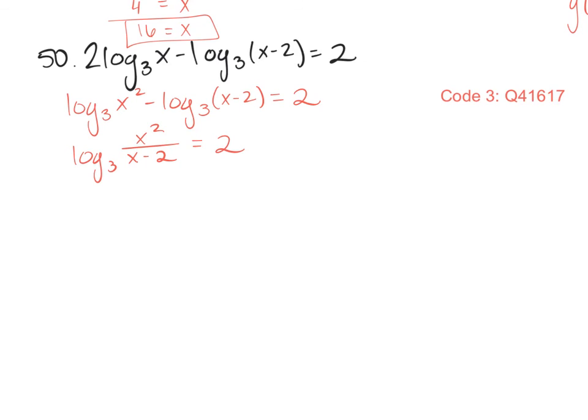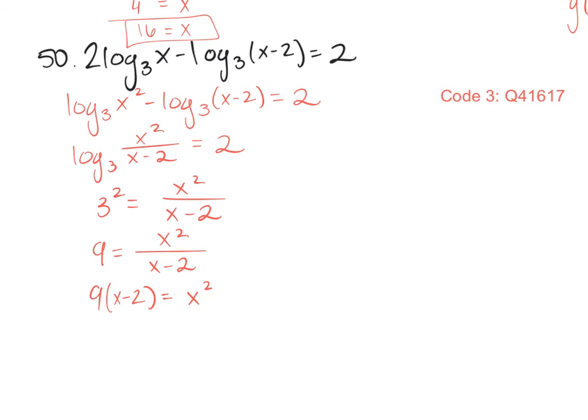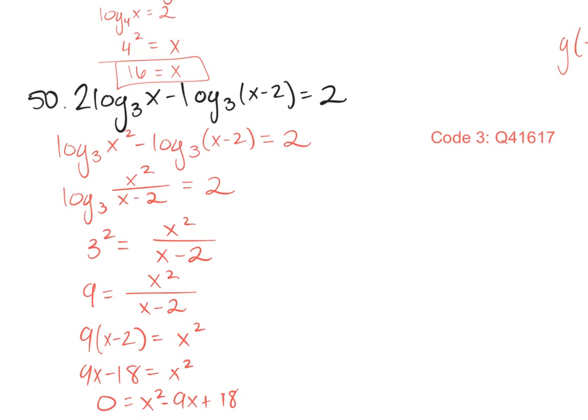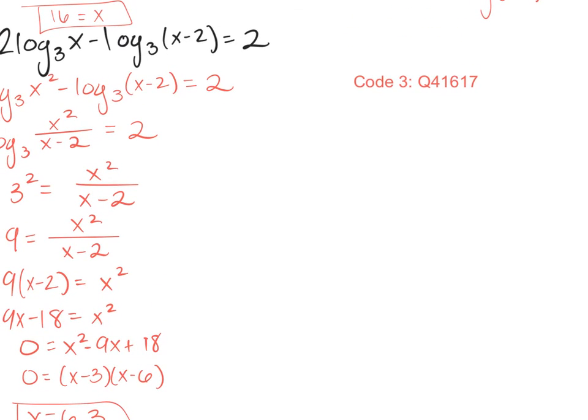And then I'm going to rewrite this into exponential form. So we've got that 9 is equal to x squared over x minus 2. Multiply both sides by x minus 2. I get 9x minus 18 is equal to x squared. 0 is equal to x squared minus 9x plus 18. This factors into x minus 3 times x minus 6, so x is equal to 6 or 3. Do a quick mental check. 6 and 3 both work in the original, and so those are my answers.